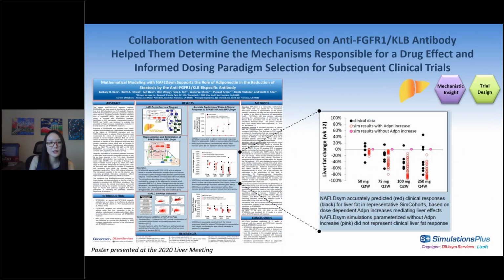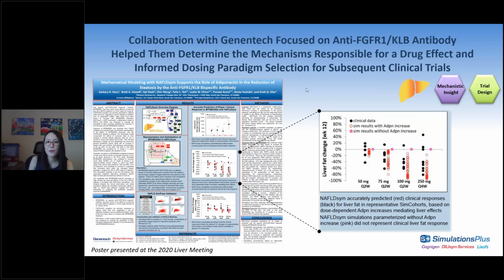In the next case, a collaboration with Genentech using NAFLD-Sim, the modeling was used to evaluate the mechanisms responsible for drug effects observed in a phase 1b clinical trial. Simulation results were also used to inform dosing selection for the subsequent phase 2 clinical trial.